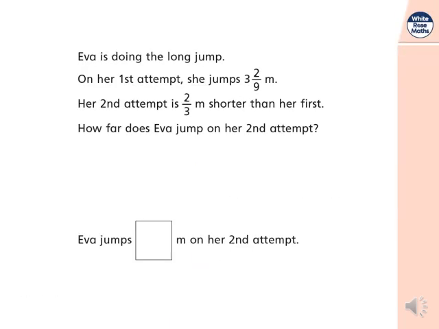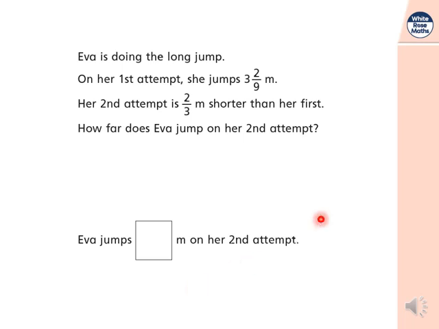Here's another problem to try. Eva is doing the long jump. On her first attempt, she jumps 3 2/9 meters. Her second attempt is 2/3 meters shorter than her first. How far does Eva jump on her second attempt?